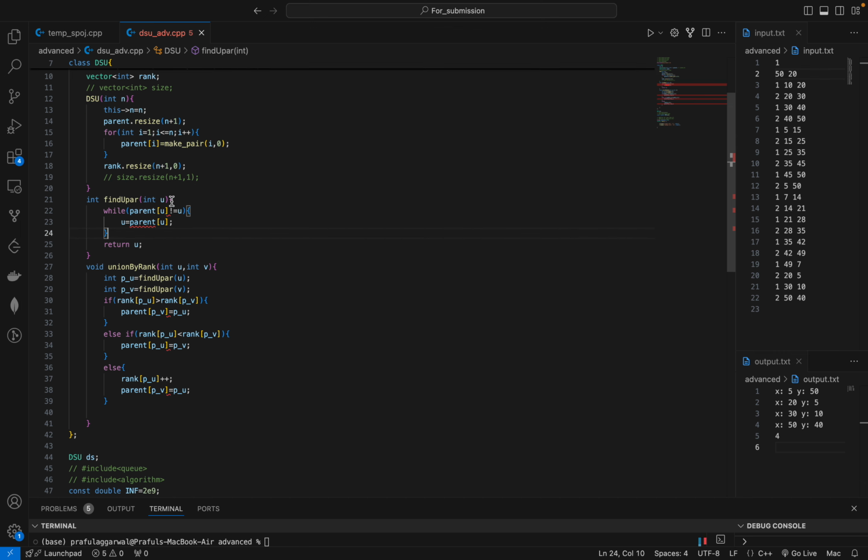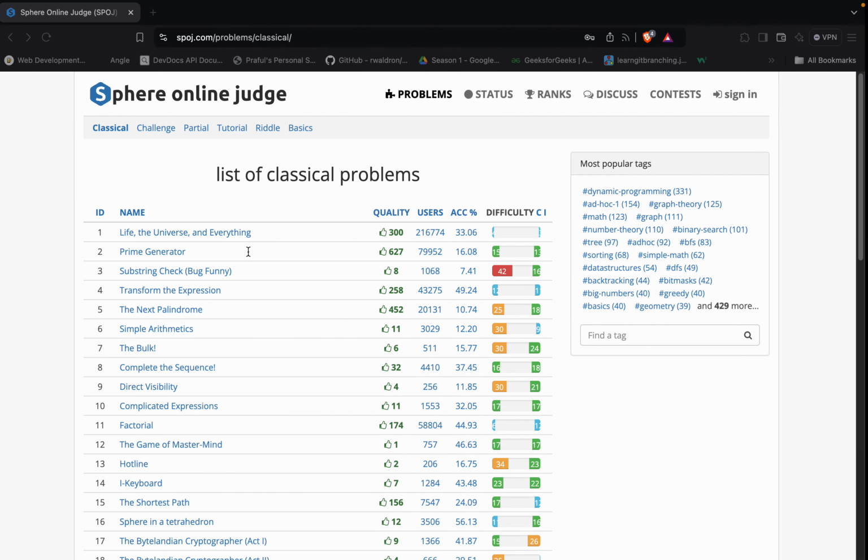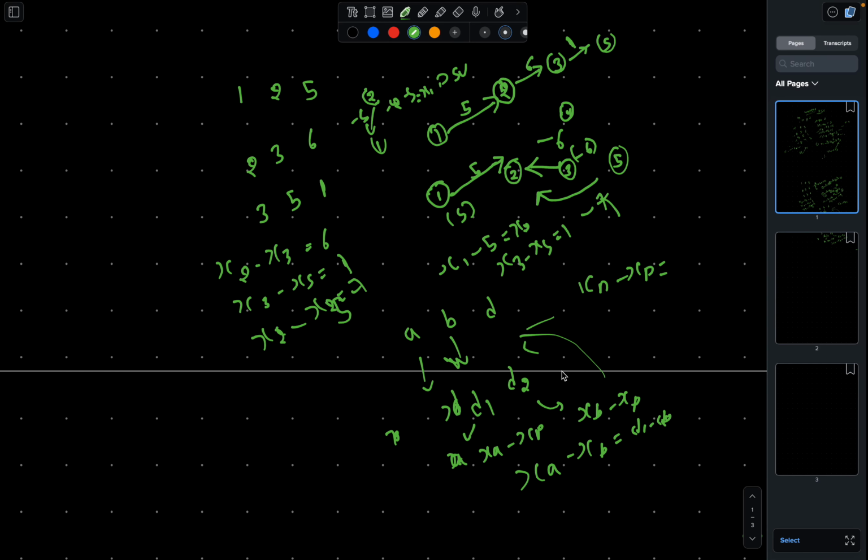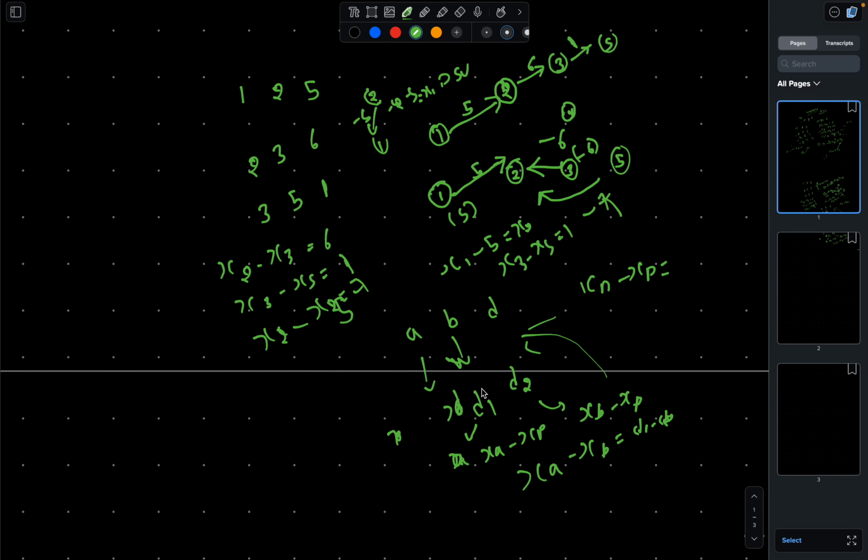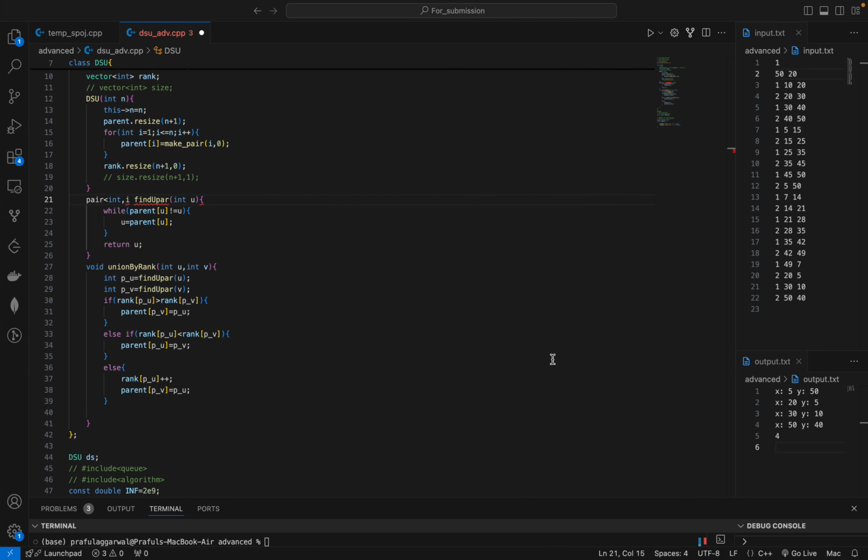Now, while finding the ultimate parents, we won't be returning just the parent. We will also be returning the weight from that parent, right? Because we needed that. We use that to compare if the two nodes were same. Like we got d1 and d2 only, then we can compare, right? So we want to return both the parent and the distance from it. So we will return a pair.